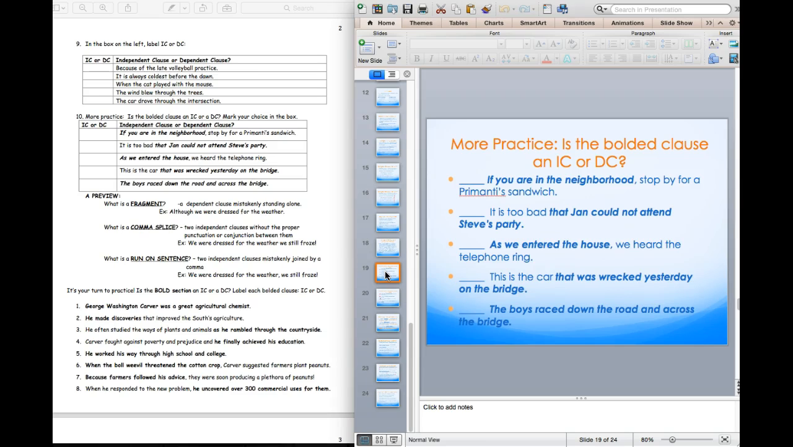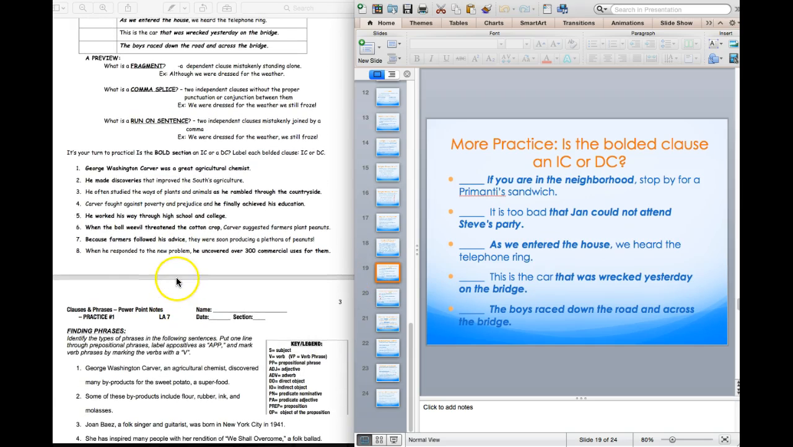Now we have a final practice here in our notes section, and you're going to tell me if the bolded section, the bolded clause, is an IC or a DC. So you'll see this over here on your paper, right here at the bottom of page 2. Please hit the pause button and complete it, and then come back.